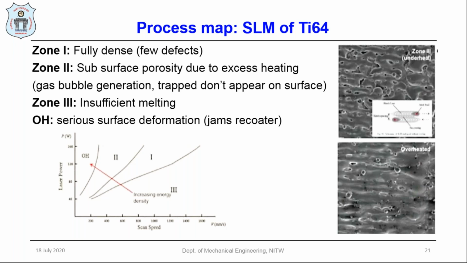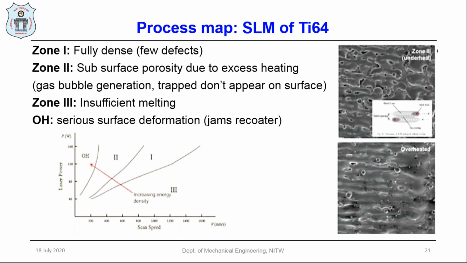In zone 1, the laser power and scan speed are very important to optimize when you are going to fabricate the components. The scan speed and laser power are essential. If you either increase or decrease them, definitely you are going to have defects in your components. You can see zone 1: it is the optimized laser power and optimized scan speed. In that case, you can fabricate very good, fully dense components.